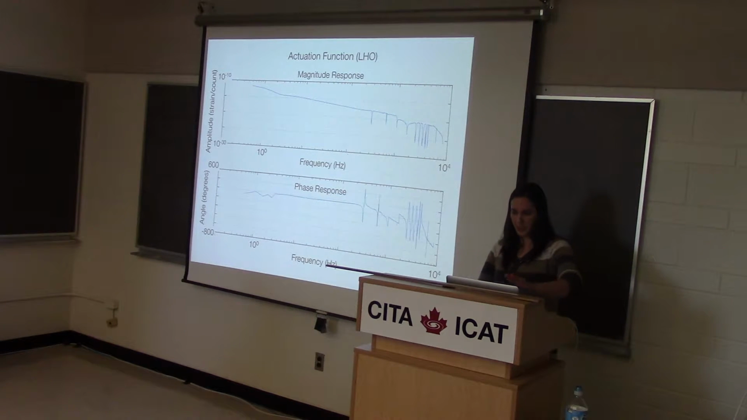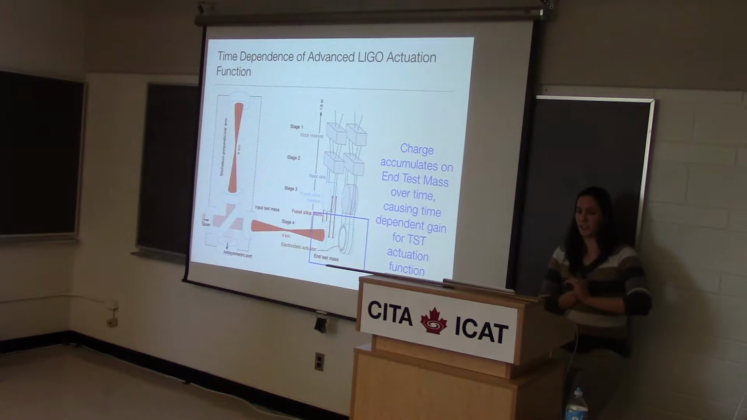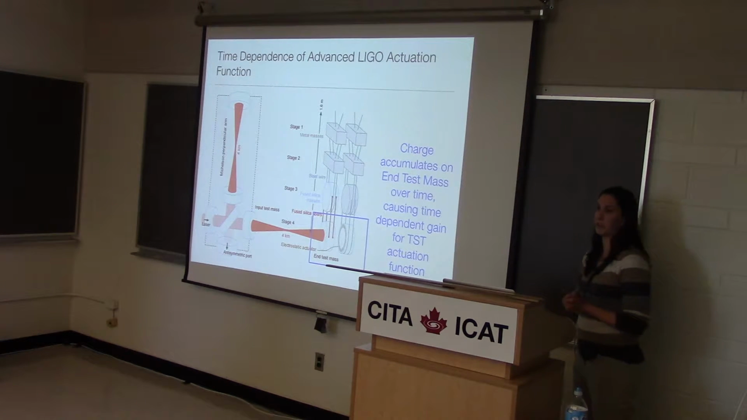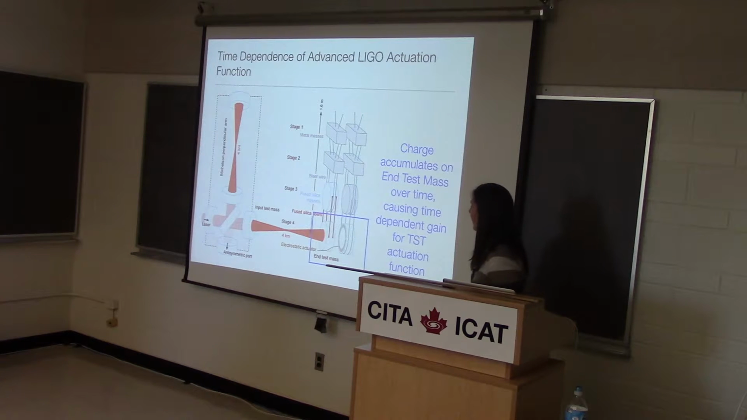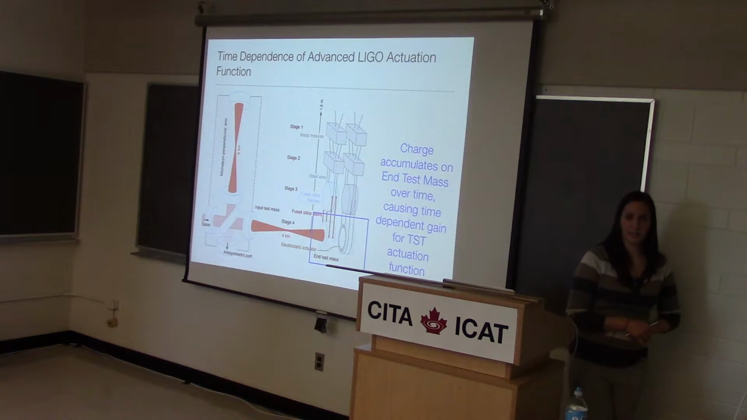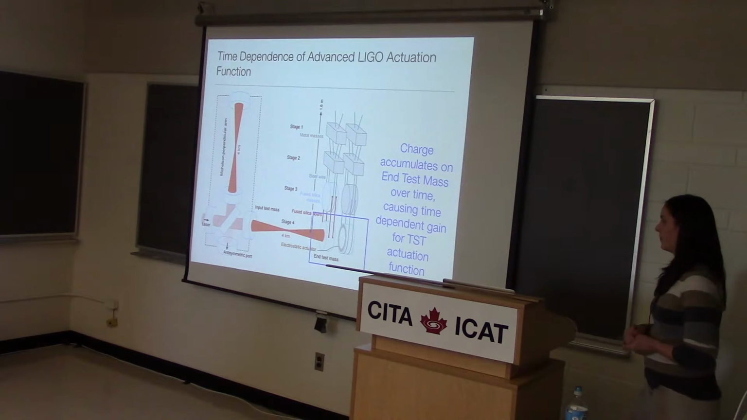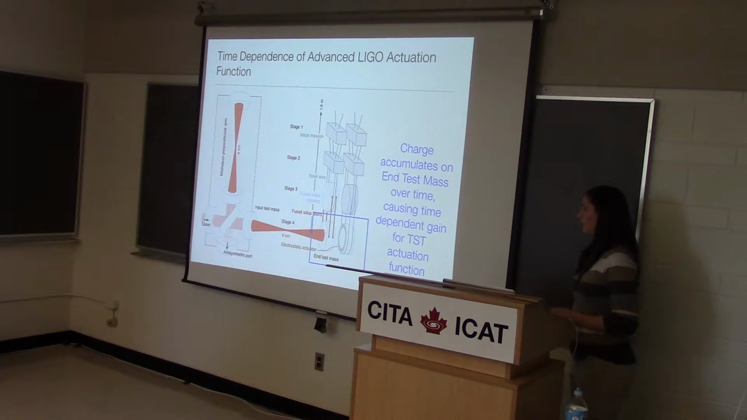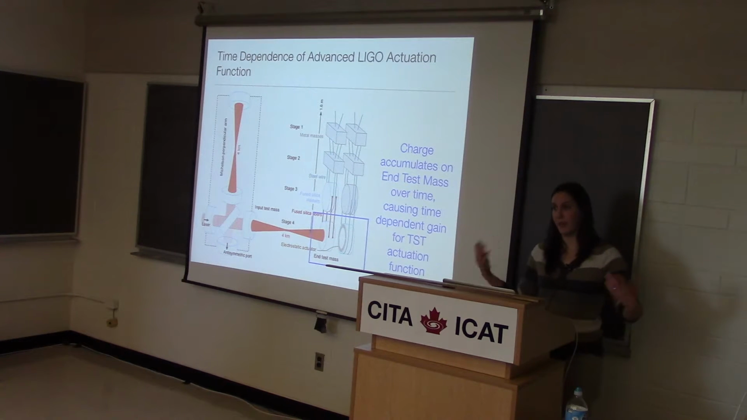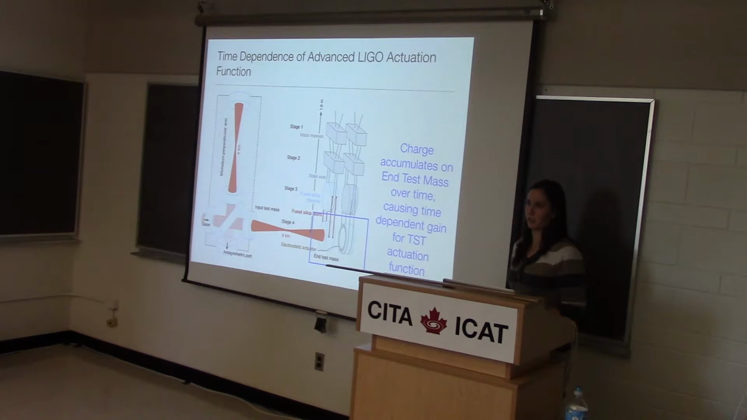Okay, so just like the sensing function had some time dependence to it, new to advanced LIGO is time dependence in the actuation function as well. So the bottom stage, as I said, is now an electrostatic actuator. And due to the large bias voltage on the electrostatic actuator, what we found is that charged ions are building up in the vacuum over time, which are then causing an accumulated charge on the end test mass, which then, the more charge you have with an electrostatic driver, you're going to get a larger actuation function over time.